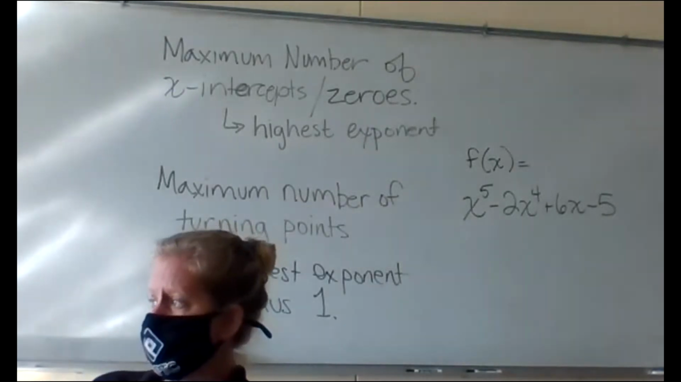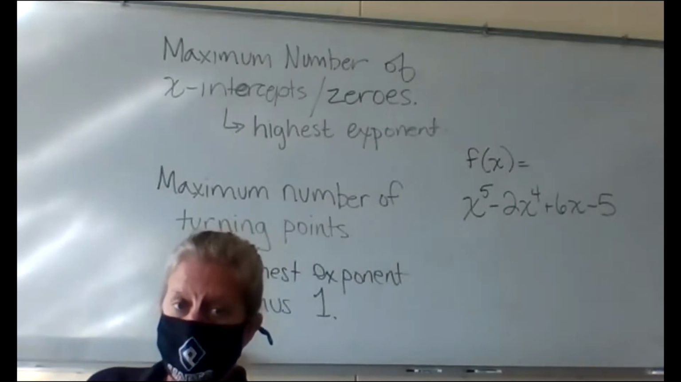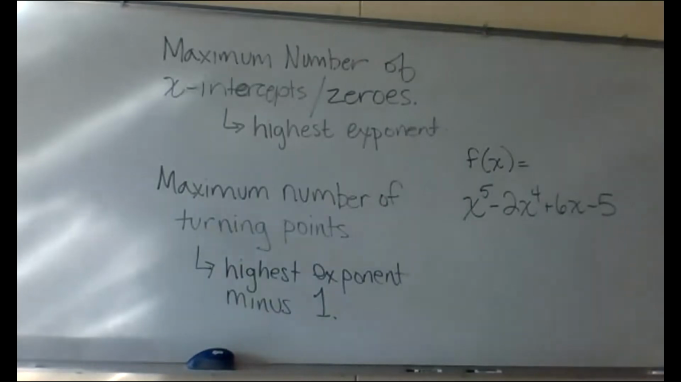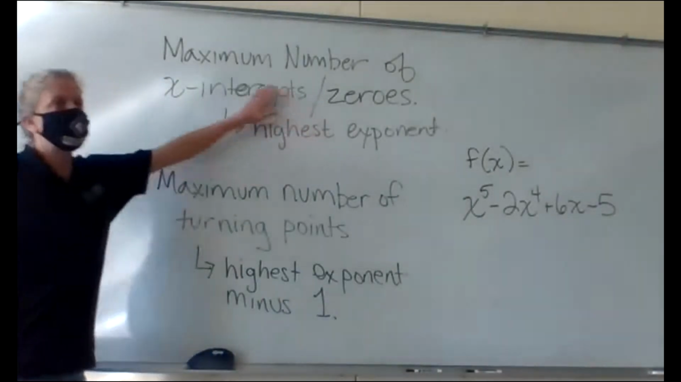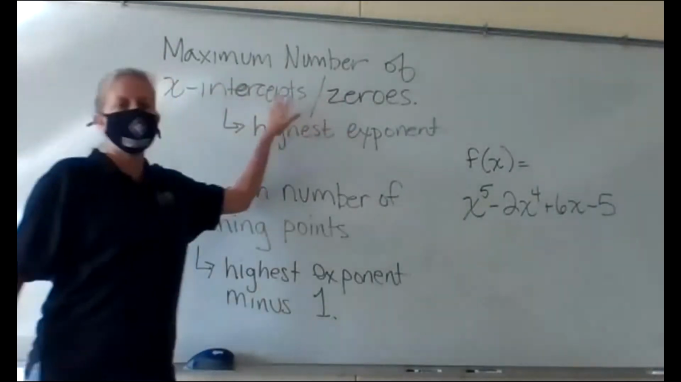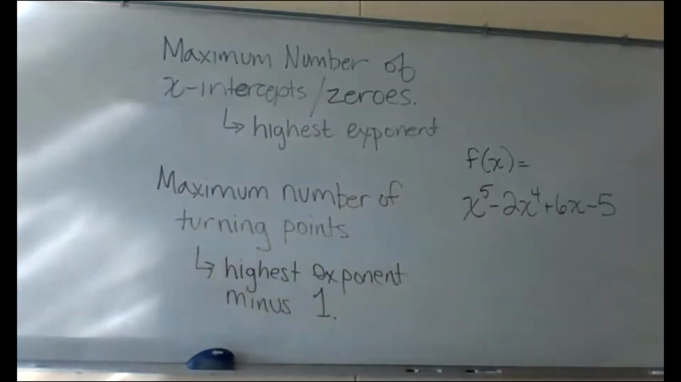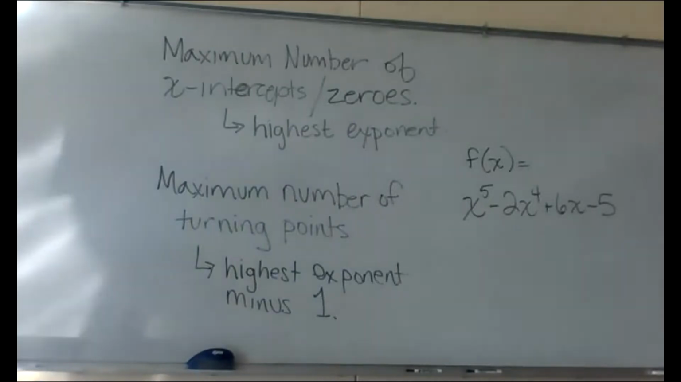Okay, the first thing we're going to talk about is what's called the maximum number of zeros and x-intercepts. Remember, these two words are interchangeable, right? They mean the same thing. Your x-intercepts and your zeros mean the same thing. They both mean where the graph crosses or touches the x-axis.